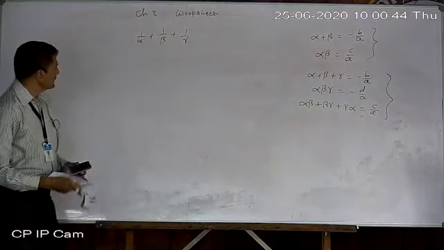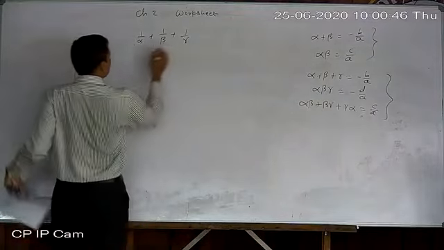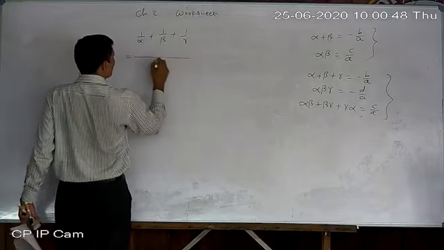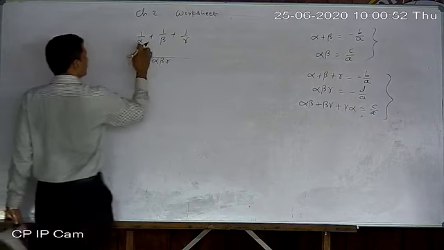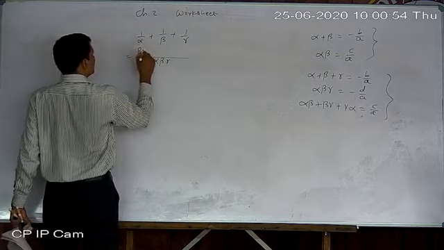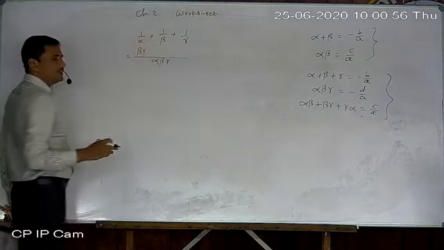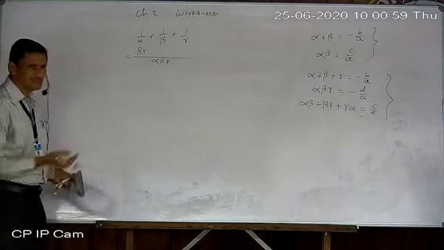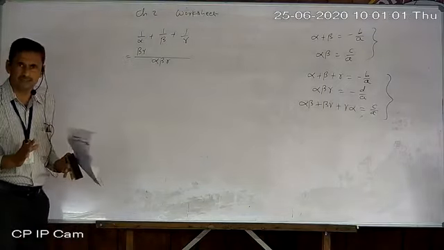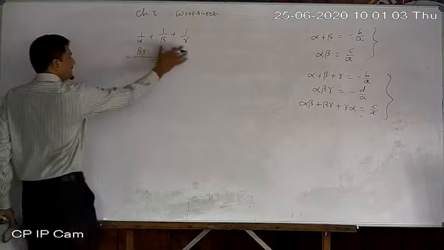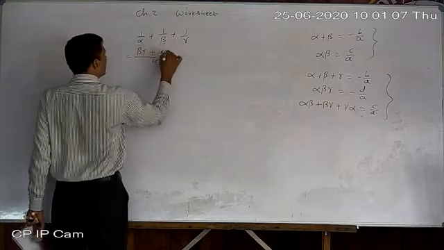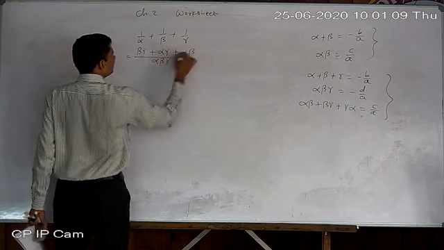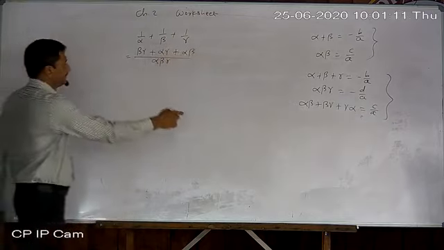Now just simplify. Take the LCM, alpha beta gamma. Alpha beta gamma is the LCM. Here there is alpha only, so beta and gamma are missing, so multiply the numerator by beta gamma. This is nothing but the process of taking LCM. So here alpha gamma and here alpha beta. Now look at that.